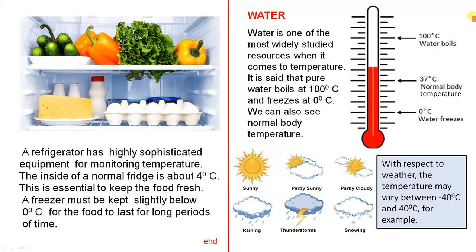Water. Water is one of the most widely studied resources when it comes to temperature. It is said that pure water boils at 100 degrees Celsius and freezes at 0 degrees Celsius. We can also see normal body temperature. So if we have 100 degrees Celsius there, that's where water boils. Normal body temperature is approximately 37 degrees Celsius, and water freezes at about 0 degrees Celsius.